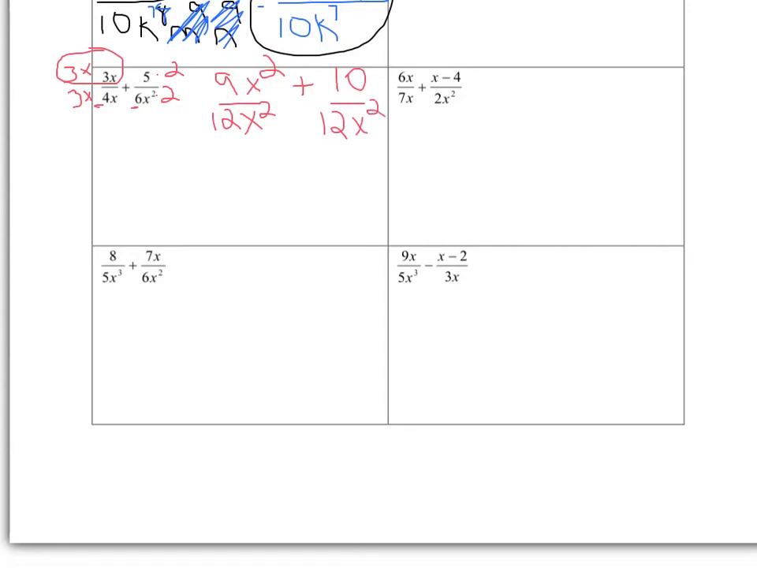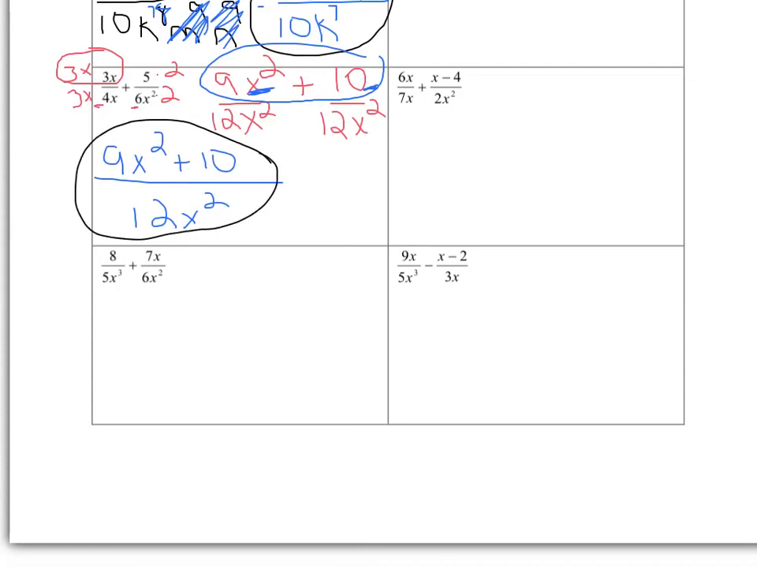So I have the common denominator is 12x squared, so I just need one of those. And then on the top, one has 9x squared, right? And that has x squared, but the 10 doesn't. So I have to leave it. So 9x squared plus 10. And that is my final answer.